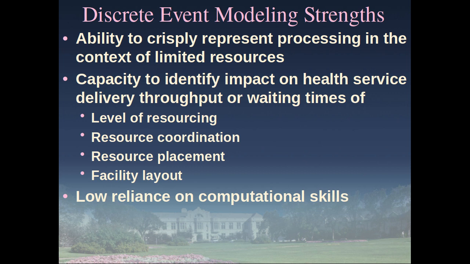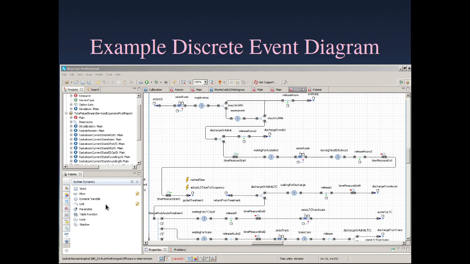We can use it to identify impacts in health service delivery in the health context: throughput or waiting times, how many people we could treat per day, and the waiting times associated with them, the backups, how many people we're losing due to balking, to leaving without being seen. And we can look at how that varies with level of resourcing, coordination of those resources, placement of those resources physically within a facility, and how facility layout affects things. It also has less reliance, compared to agent-based modeling, on computational skills of particular individuals.